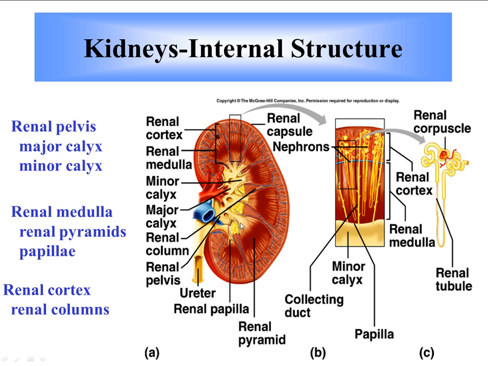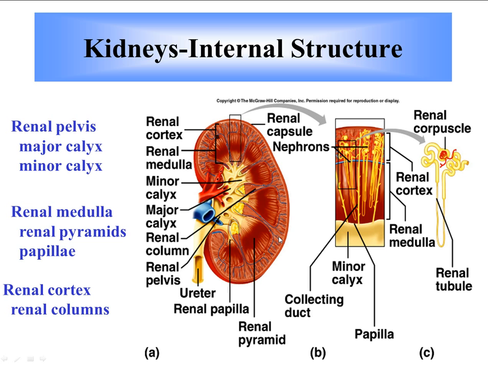Okay, so let's back up and go through it again. You had the ureter, which gives rise to the renal pelvis, which gives rise to the major calyx, the minor calyx, then the papilla to the renal pyramids. Okay, those renal pyramids are in what area? The medulla. Okay, then out in this area, the outer layer is called the cortex.